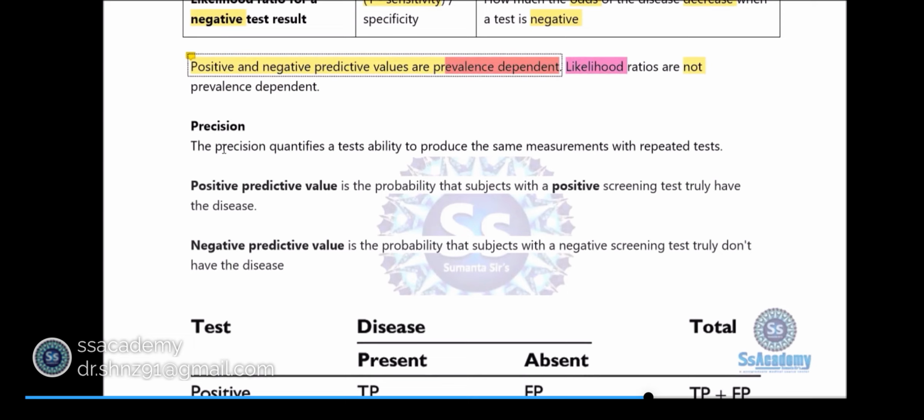Precision quantifies the test's ability to produce the same measurements with repeated tests. So what does precision mean? It quantifies a test's ability to produce the same measurements with repeated tests.